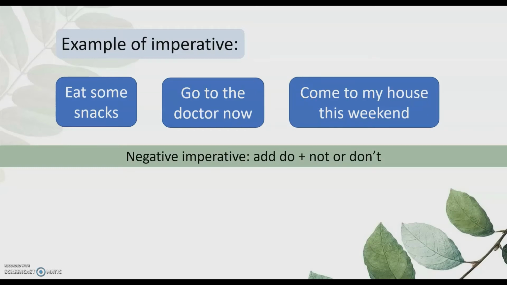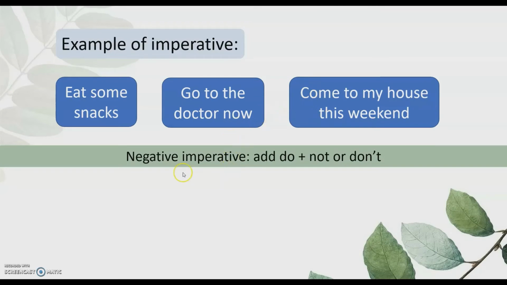The third one, come to my house this weekend. Come is the main verb, so it is in the base form. Don't change anything in the verb come. And before come, there is no subject. Imperative starts with the main verb. Okay?